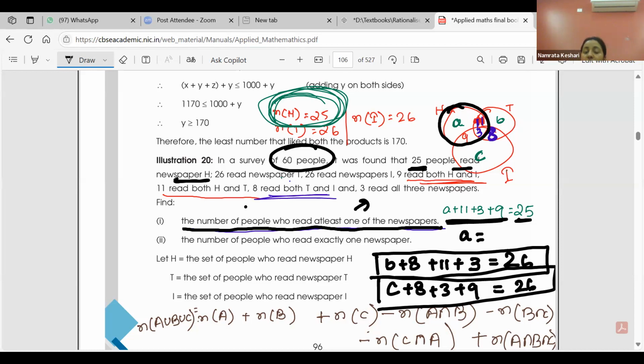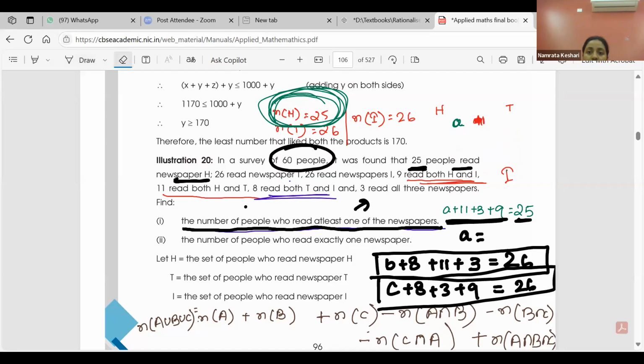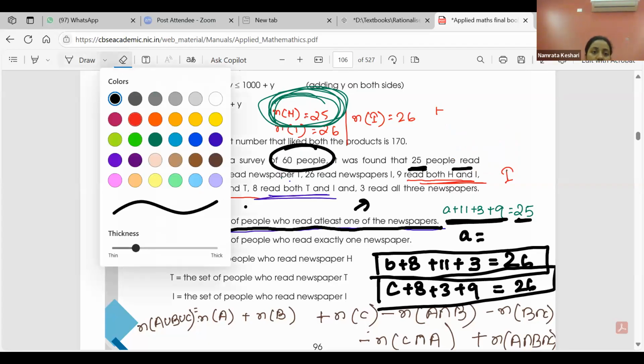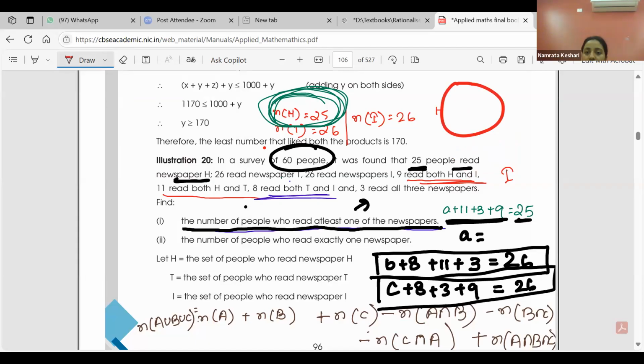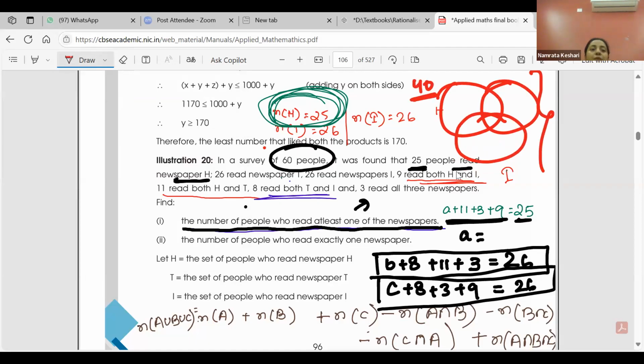So here you have to check. In the question, it is not written that all 60 are reading the newspaper. You have to check after finding the A value, B value, C value. All of them added together is what? I am telling you to check the element over here, the element over here, the element over there, all of them added together is what? If it is just 40, that means these are the number of people who are reading any one of them, or two, or three. Getting it?